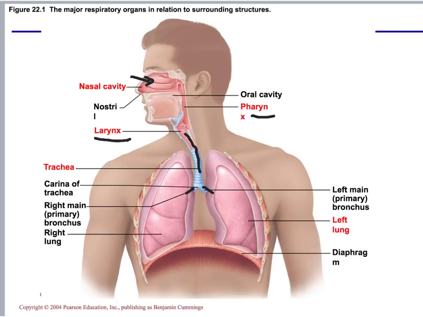So lungs, 2 of them, located within the chest cavity, covered by pleural membrane. And what separates the chest and abdomen from each other is this sheet of muscle over here, which is called the diaphragm. And this is our muscle of breathing. So this is the main respiratory pump right there.